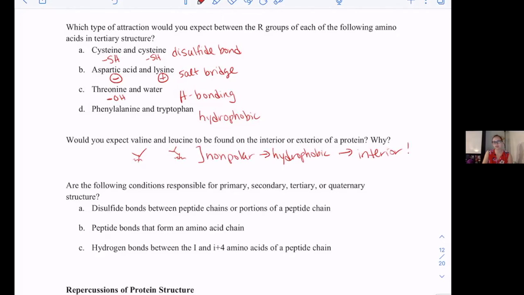Are the following conditions responsible for primary, secondary, tertiary, or quaternary structure? Disulfide bonds between peptide chains or portions of a peptide chain. So anything that has to do with more than one peptide chain coming together is going to be quaternary structure. If it's within the same peptide chain, then it's technically tertiary. So let's put both. Between peptide chains would be quaternary. Within the same peptide chain, tertiary.